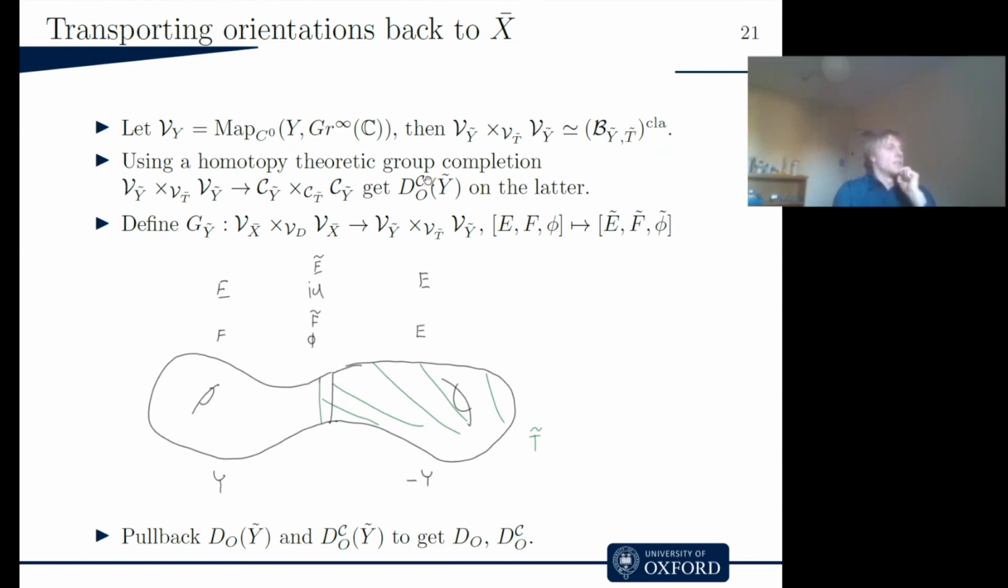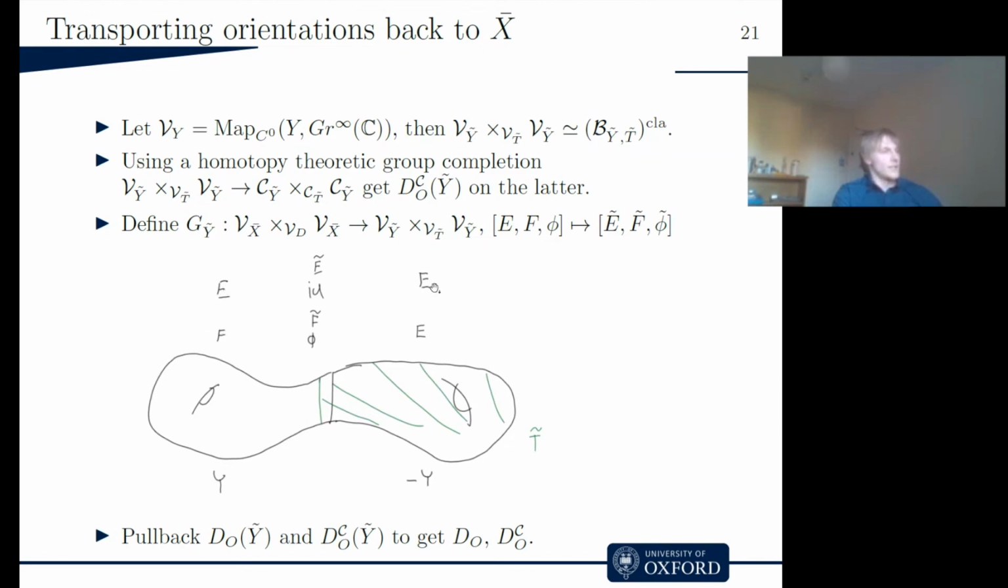And one has a homotopy theoretic group completion from this space into the corresponding K-theoretic space, which extends the Z2 bundle constructed on the previous page to the K-theoretic space. Now, we can define a map from this moduli space of bundles, or pairs identified at the divisor at infinity, into this space where we have orientation, mapping E, F, and an isomorphism phi from E into F into the corresponding triple on the right side in the following way.